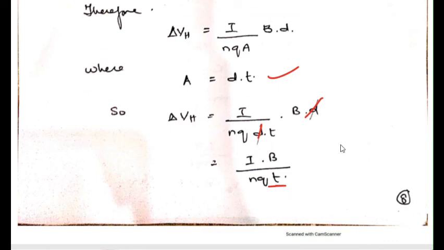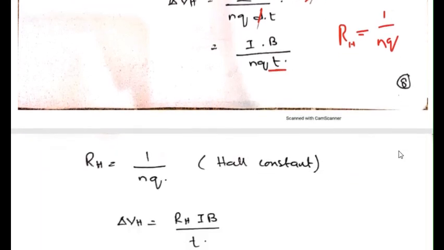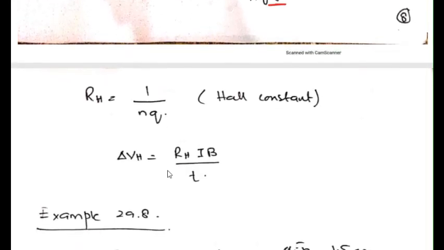From here I come across a new constant, that is the Hall constant R_H, and its value is equal to 1 over nq. So this is the value of the Hall constant. So I can write the equation as ΔV_H equals R_H IB over t. Again, this is not time, this is thickness.